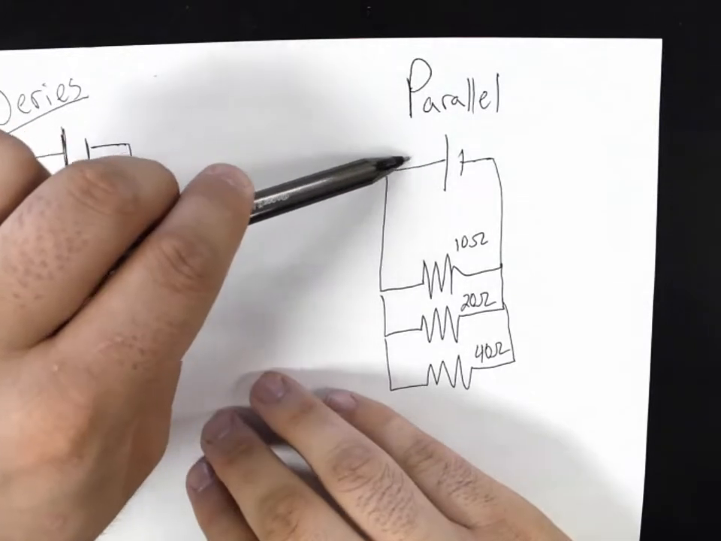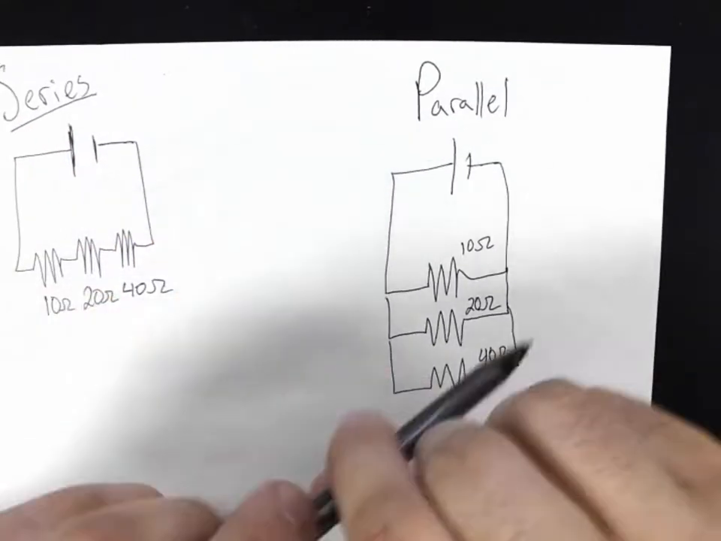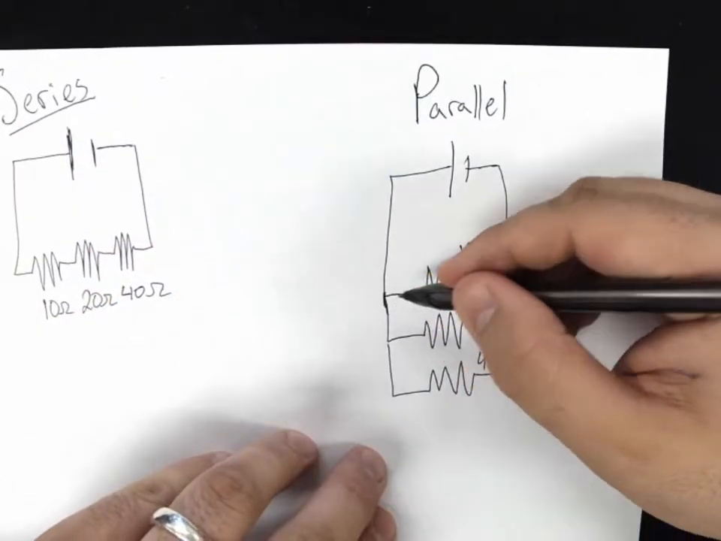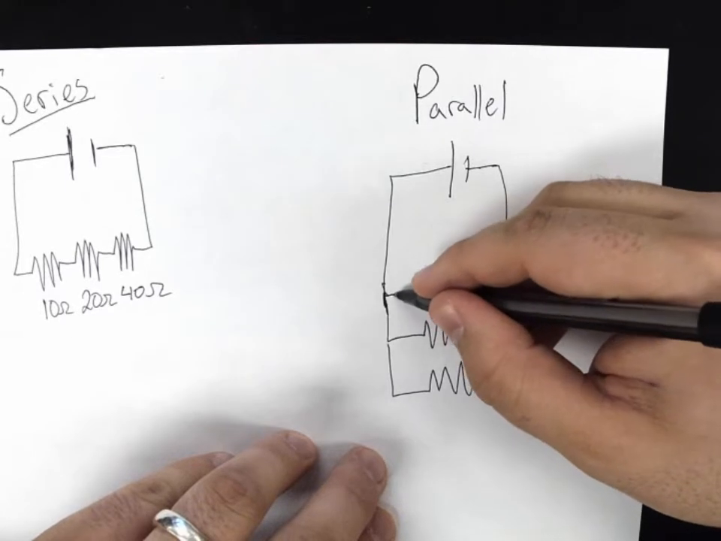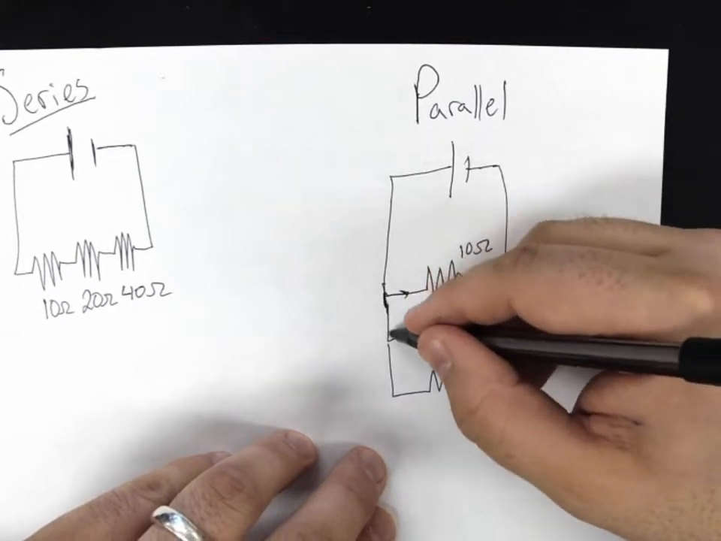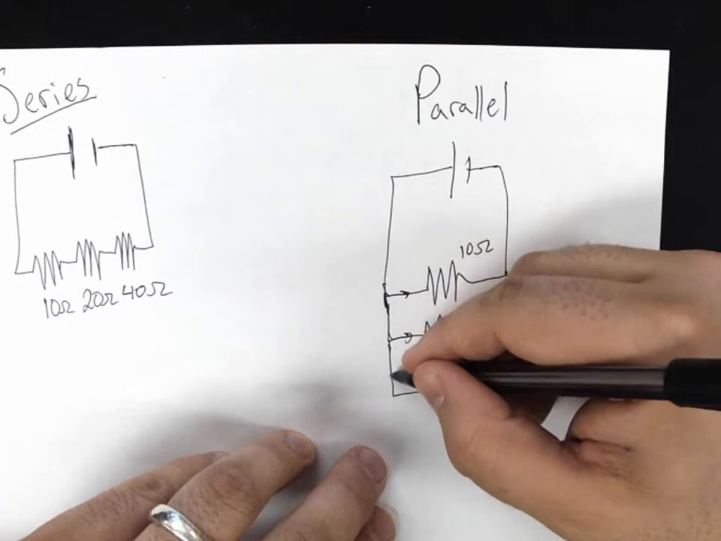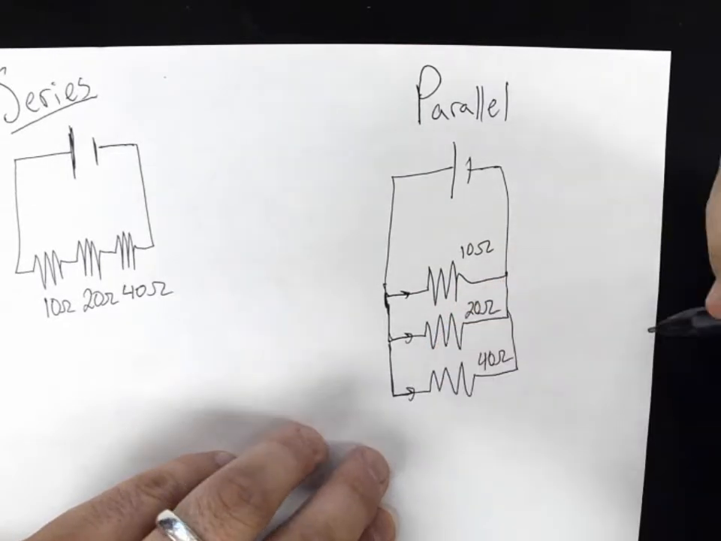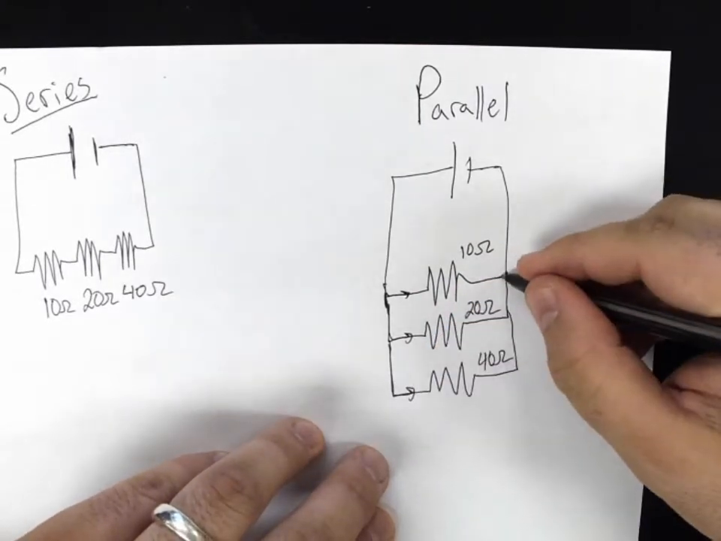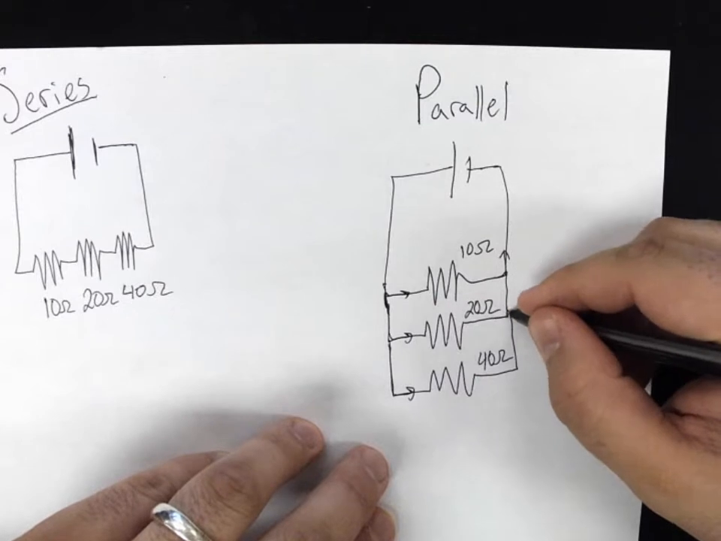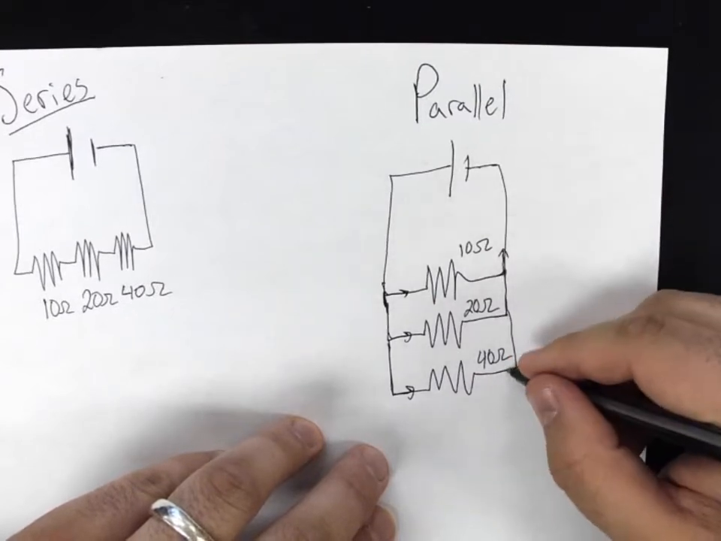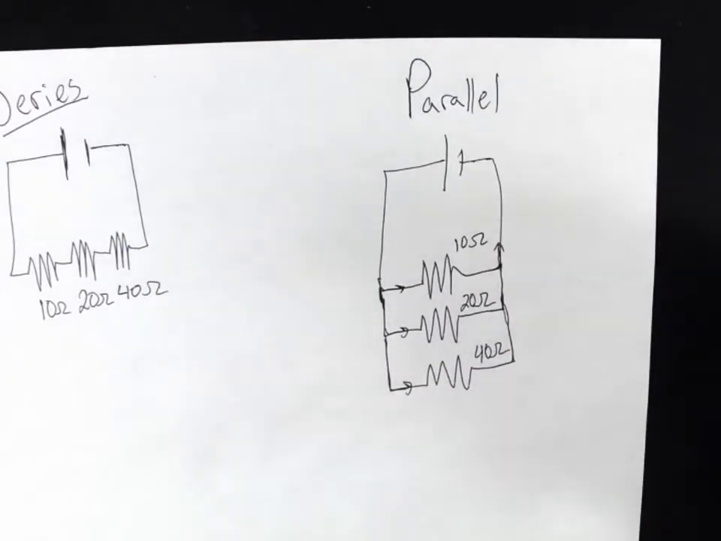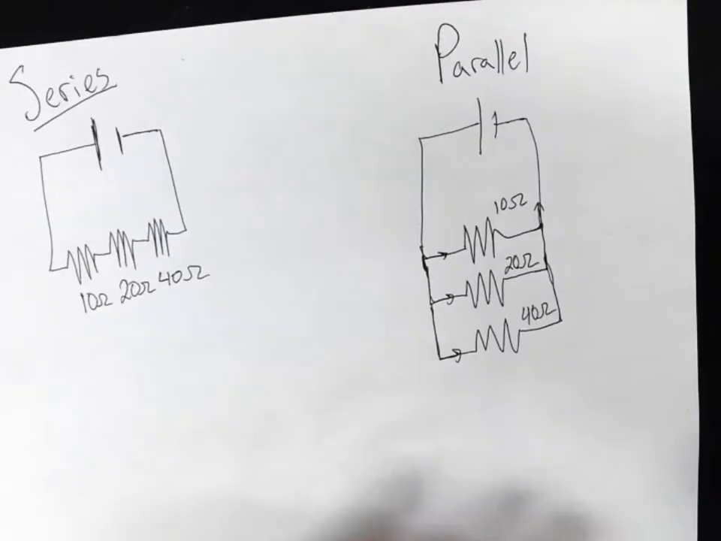It comes out of the battery, and then at this junction in our drawing, it splits into three different places. Part of the current will go this way, part goes this way, and part goes this way. Then these three currents come back together on the other side. So in parallel, there's always a split of some sort, always a branch.